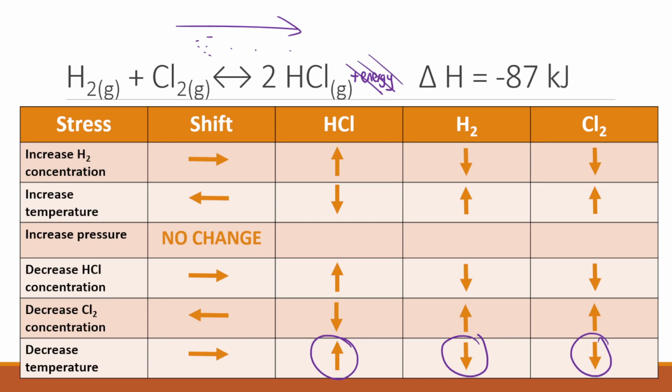Every time we're looking at shifting an equilibrium, we are either speeding up one side or slowing down one side. The question you need to ask yourself to determine what side we are shifting towards is which side of the equilibrium, forward or reverse, is the faster side.